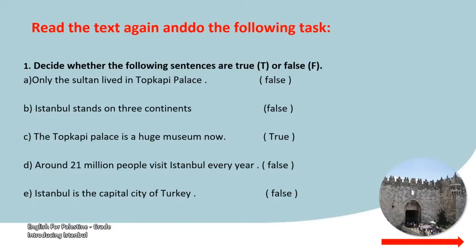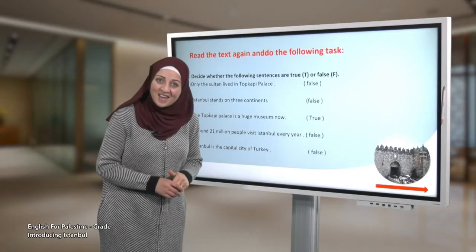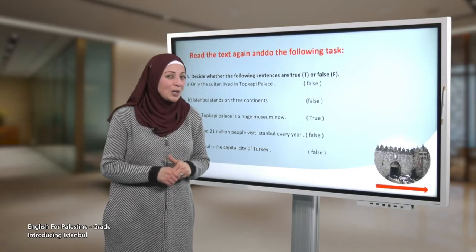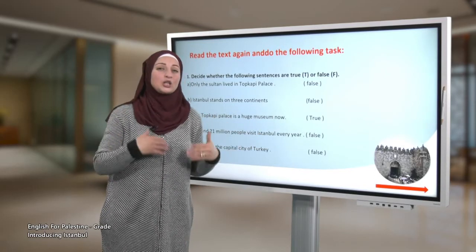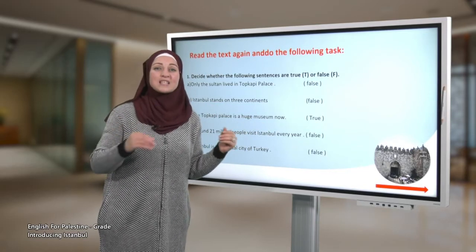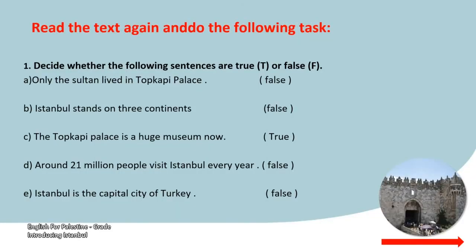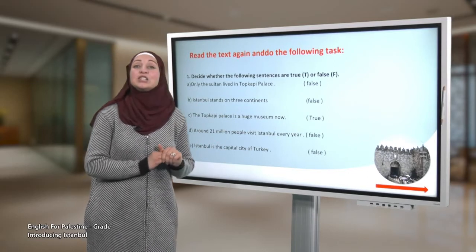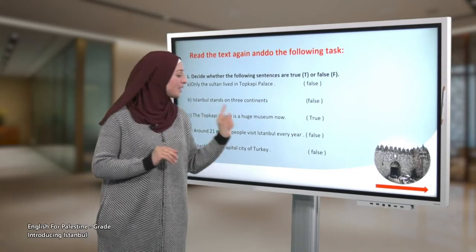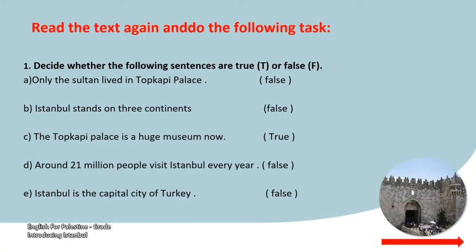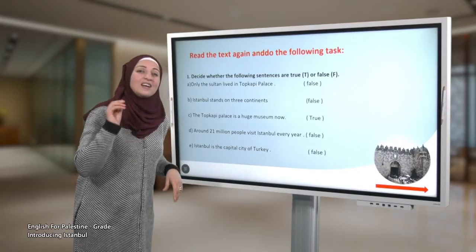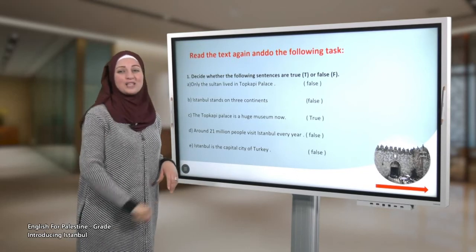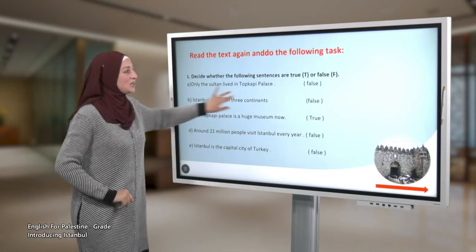C, the Topkapi Palace is a huge museum now. Yes, it is a huge museum. What can I see there? You can see many different things like jewelry, pictures, maps, and many other gorgeous things. D, around 21 million people visit Istanbul every year? No, it's false. How many people visit Istanbul every year? It's 12 million people. The last one, Istanbul is the capital city of Turkey nowadays? No, it is false. Ankara is the capital city of Turkey nowadays. You got it? Yes. Let's continue.